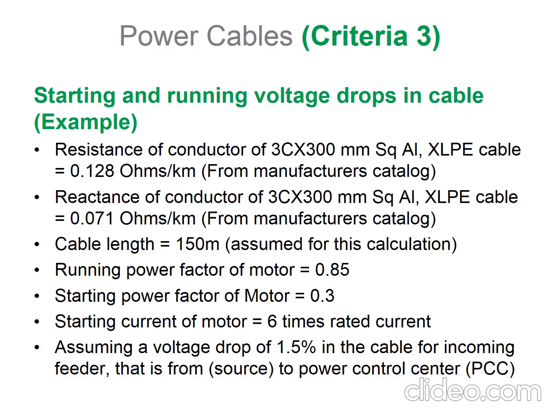Okay, and then the starting current of the motor is 6 times the rated current. This one is the starting current, so 6 times the rated current. Okay, assuming a voltage drop of 1.5% in the cable for the incoming feeder, that is from the source to the power control center.